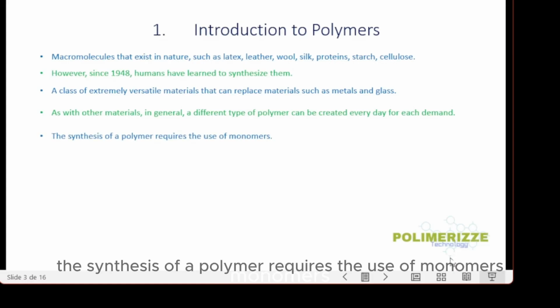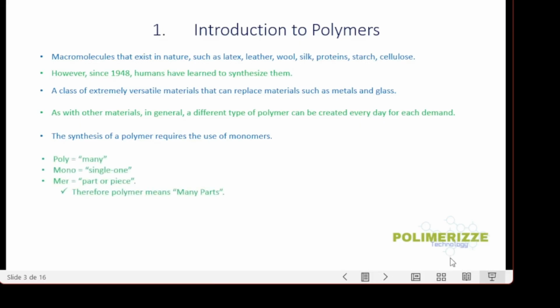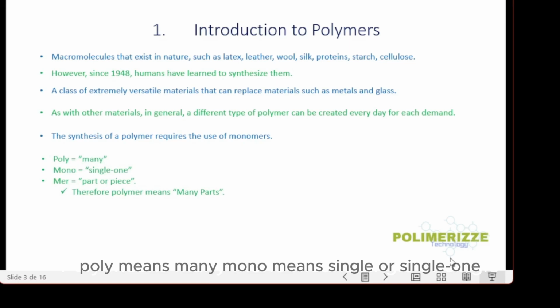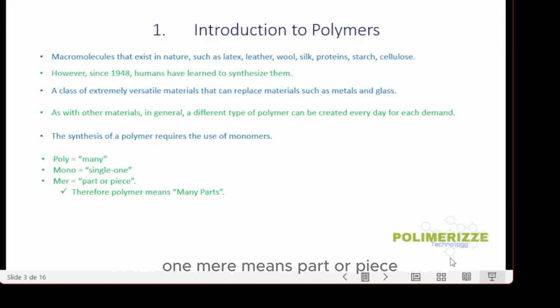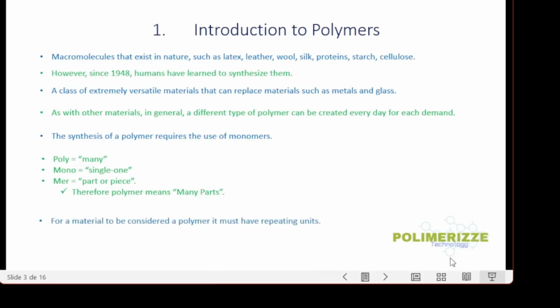The synthesis of a polymer requires the use of monomers. Poly means many. Mono means single or single one. Mer means part or piece. Therefore, polymer means many parts. For a material to be considered a polymer, it must have repeating units.